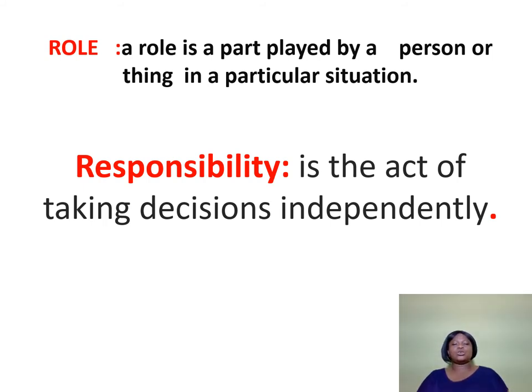Okay, good. So what is your role in your house as a child? What do you do? You go on errands for mommy, right? So this is your role. This is what we are talking about. Okay? In your school, you have what?